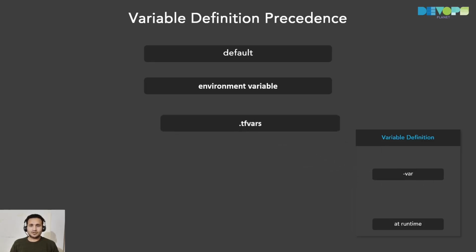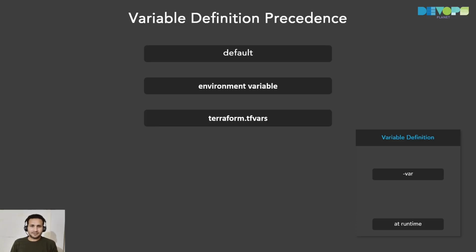Similarly, if I do have the .tfvars, it will take precedence over all of the others like default and the environment variable. So if I have defined the value in the .tfvars file, then that will be taken into consideration, and the default and the environment variable will be overwritten. So the tfvars will be taken into consideration.